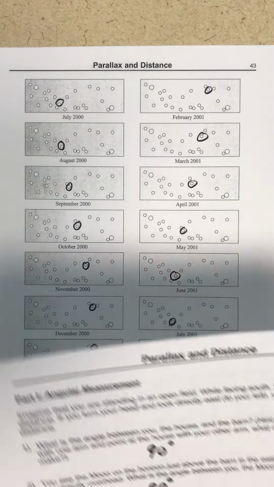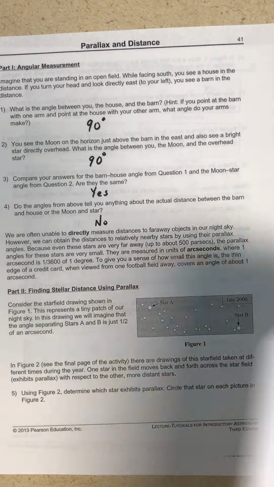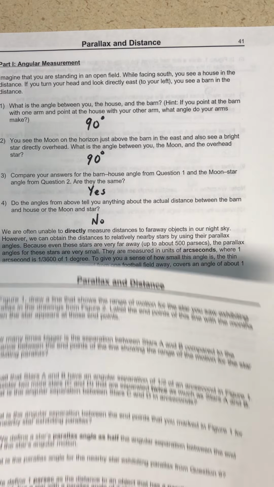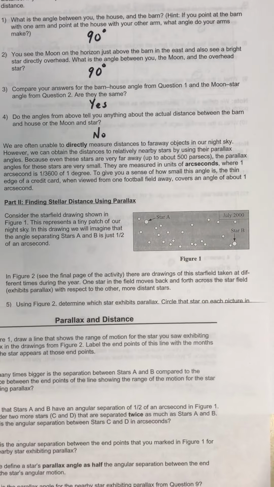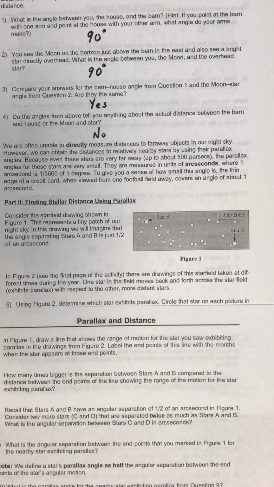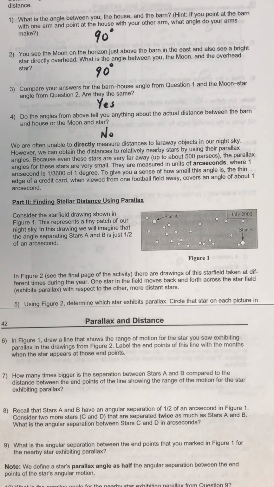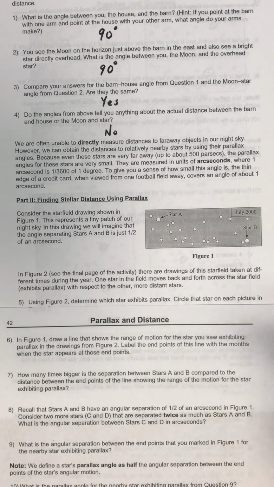We're going to go back to figure 1. So in figure 1, we want to draw a line that shows the range of motion for the star you saw exhibiting parallax, from the drawings from figure 2. Label the endpoints of this line with the months where the star appears at those endpoints.